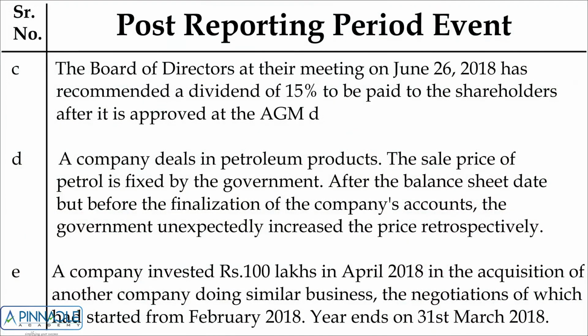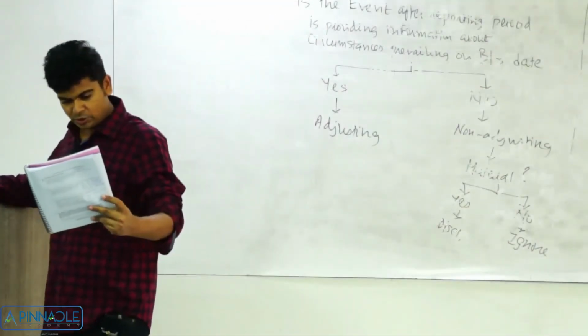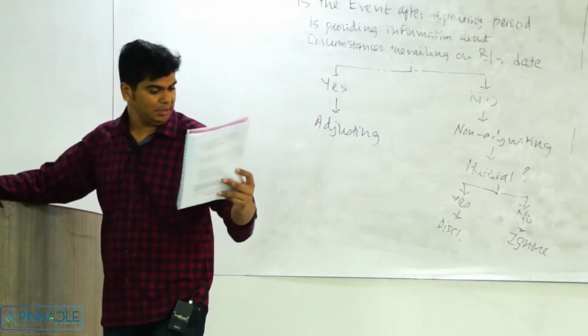The Board of Directors at their meeting on 26 June 2018 has recommended a dividend of 15% to be paid to the shareholders after it is approved at the AGM. That's simple. You are recommending a dividend, non-adjusting.